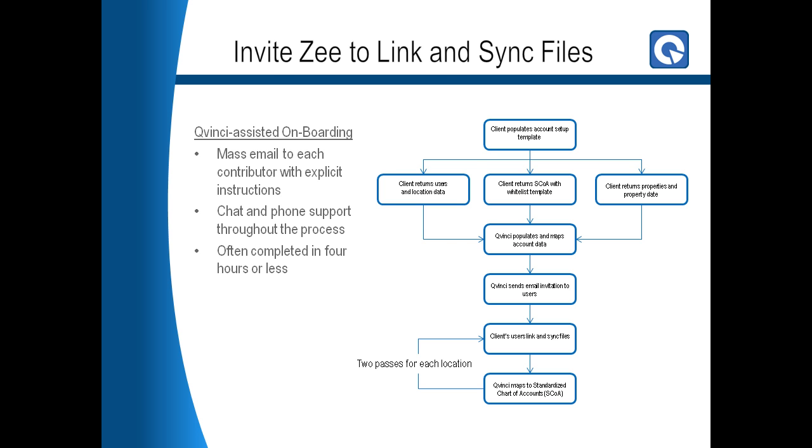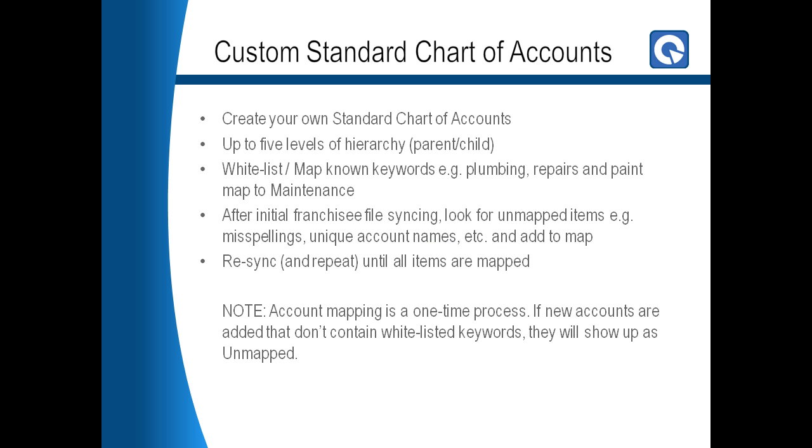You can customize your standard chart of accounts. We have certain templates that are available. We have several organizations that will want to utilize their own standard chart of accounts. 5 levels of hierarchy. Mapping to known keywords, like repairs, paint and maintenance, you see there. And again, as mentioned before, after you've done your initial mapping, you can look for unmapped items with reporting and be able to make those corrections and map those items. And again, once they're remapped, they will fall into the appropriate category.